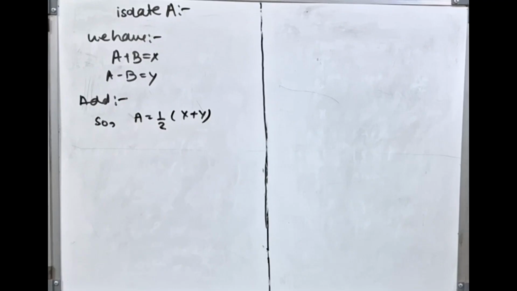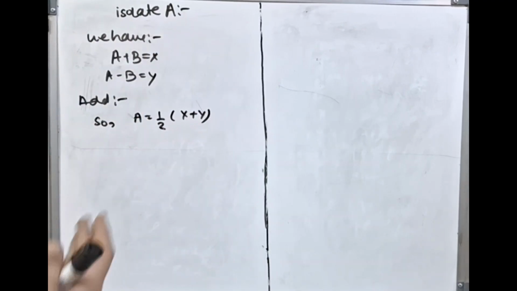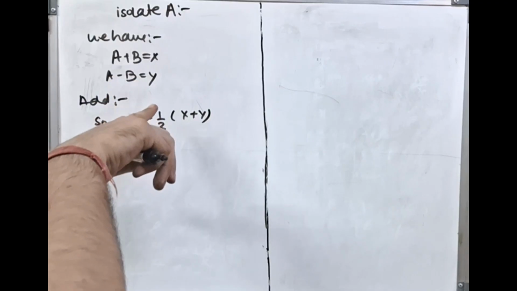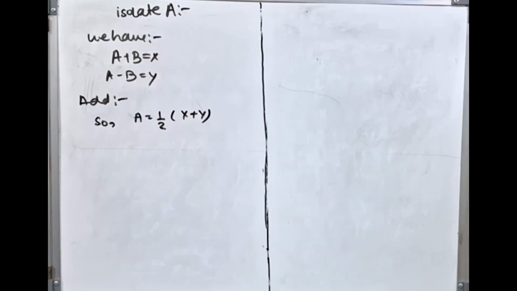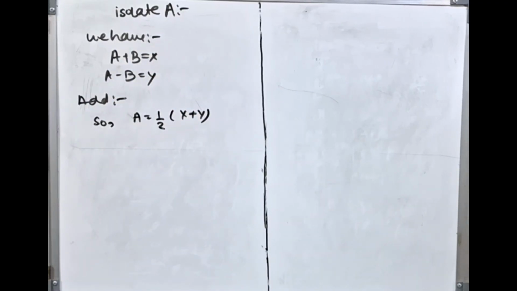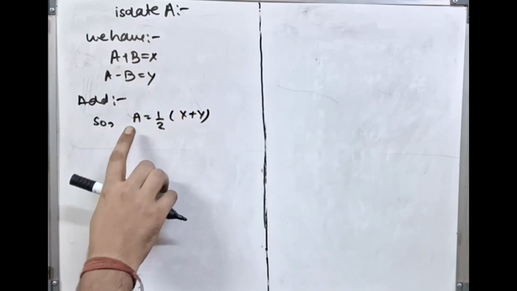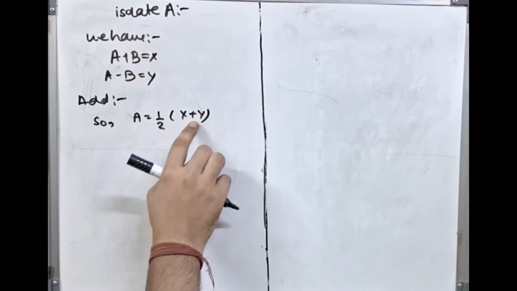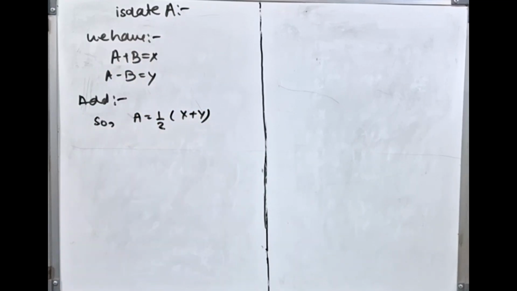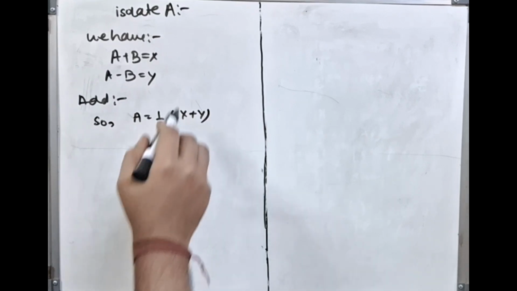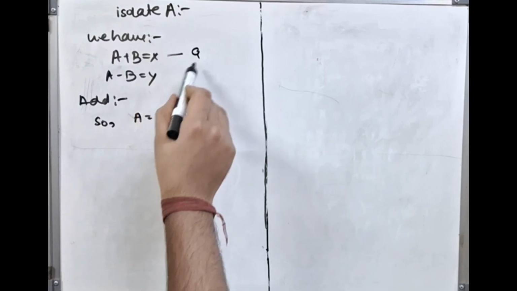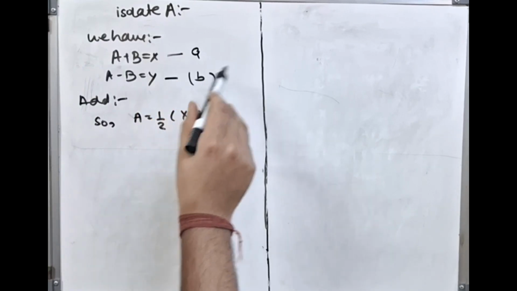So now you see that we need to isolate a. So if we isolate a, we have two equations, that is a plus b is equal to x and a minus b, which is equal to y. So if we add both equations, we have a is equal to 1 upon 2 (x plus y). And what do we get out of this? So let's just consider this as equation a and this as equation b, okay?